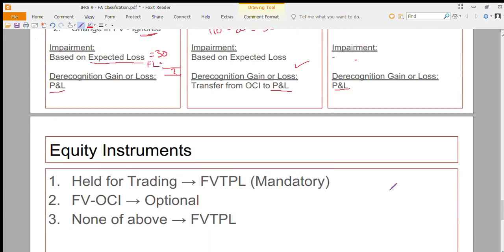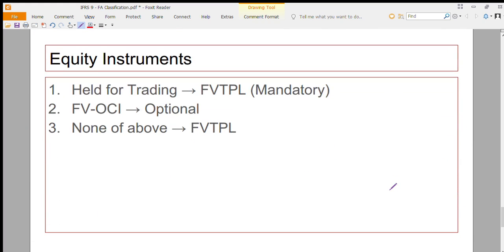Moving on, equity instruments. So we started off with how or when you can classify a debt instrument under the 3 categories. What will be the initial recognition, subsequent measurement, impairment, and derecognition treatment under the 3 categories for debt instruments. Now let's do the same for equity instruments.